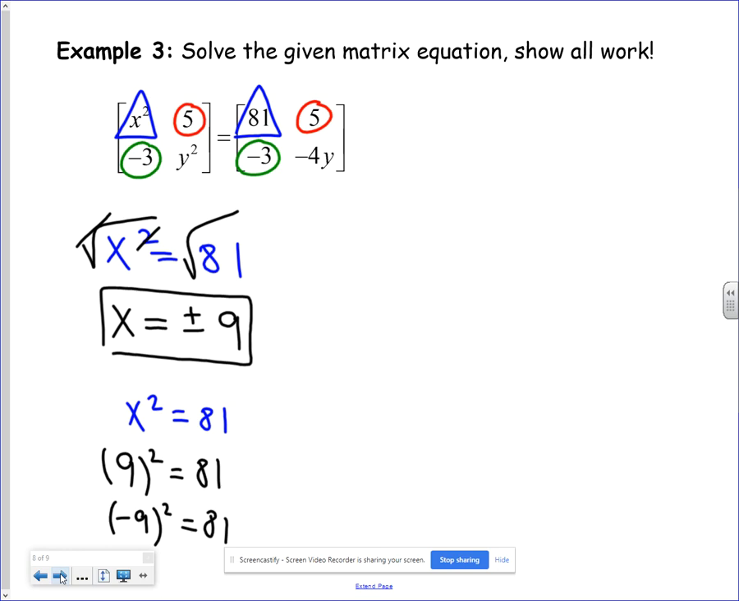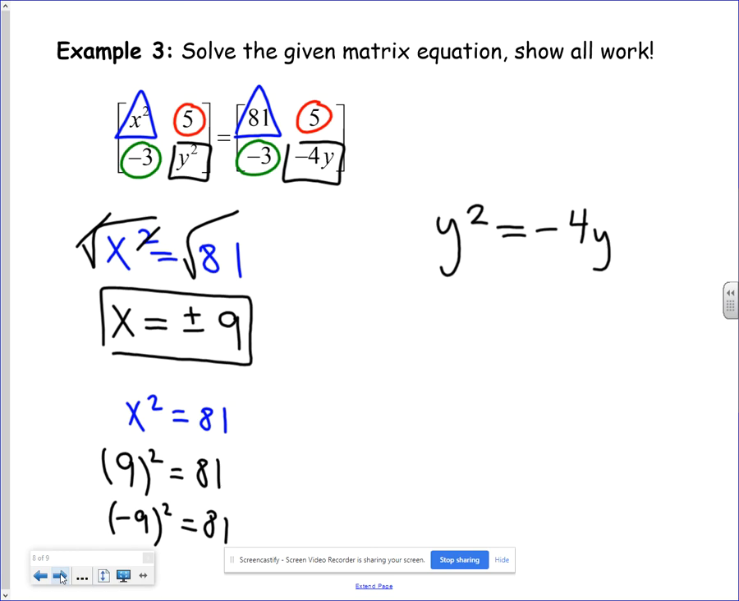Now, what should I set y squared equal to? I should set y squared equal to negative 4y. So y squared equals negative 4y. We need to solve this equation. Well, it's been a while since we've done something like this. This is a quadratic equation. So was the first one. The first one was a quadratic equation. That's why it had two solutions.